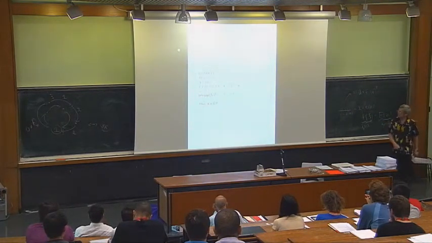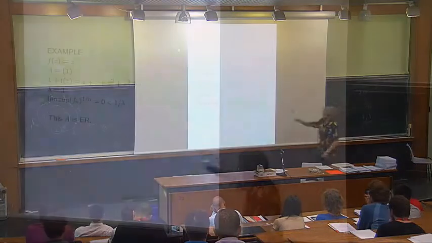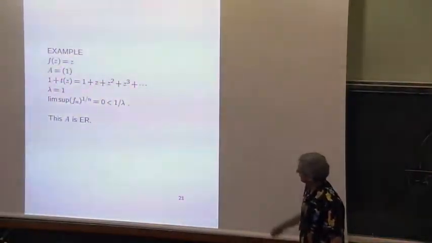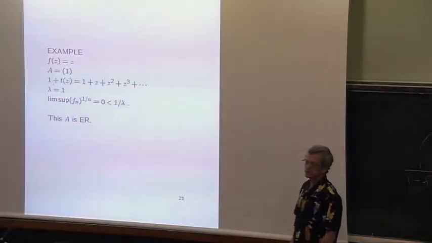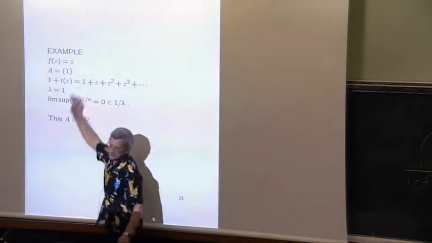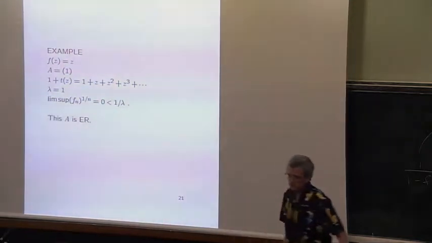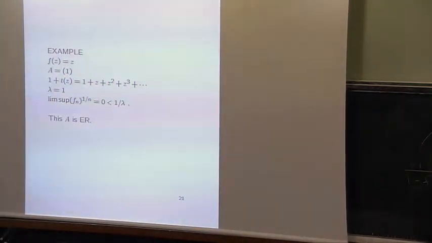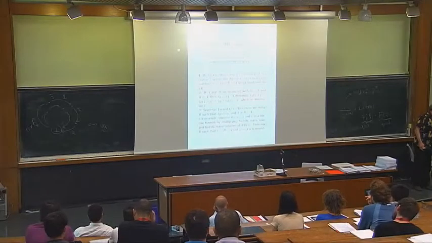I always like simple examples. How about A, the 1 by 1 matrix 1? If we do the computations here, we see it is exponentially recurrent. Again, this is a finite matrix. Just as before, in this particular case, the growth rate of the f_n's is 0.